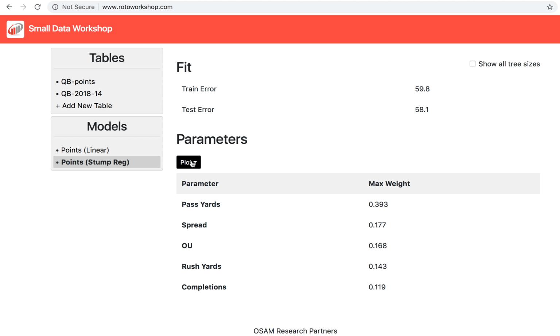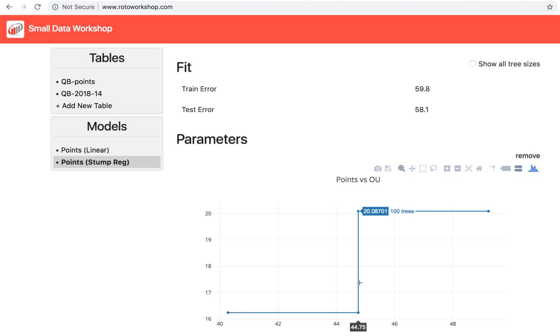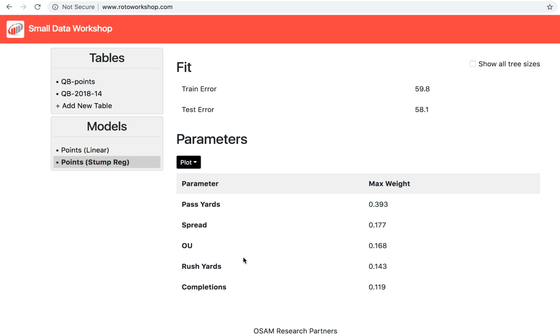We can look at the over/under. Here it's a very simple model. It just gives a bump to those that are at 45 or above in the over/under. So it doesn't see any need to separate that further. It certainly doesn't look like a straight line. There's just a jump up when the over/under is above 45.